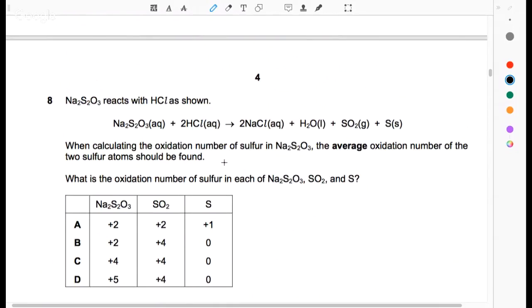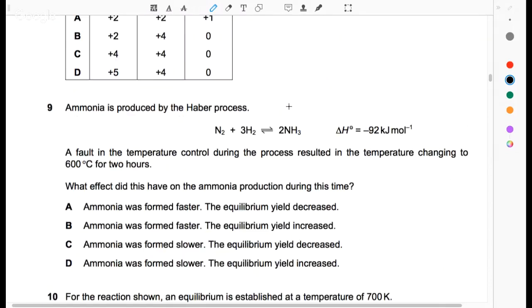This is just like with the titration. Yeah, what are the oxygen? Okay. So, copy.